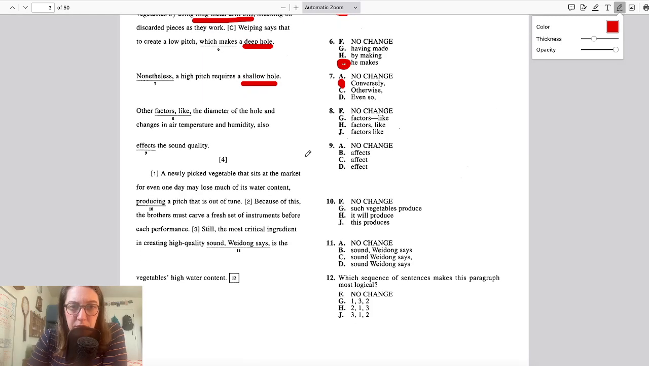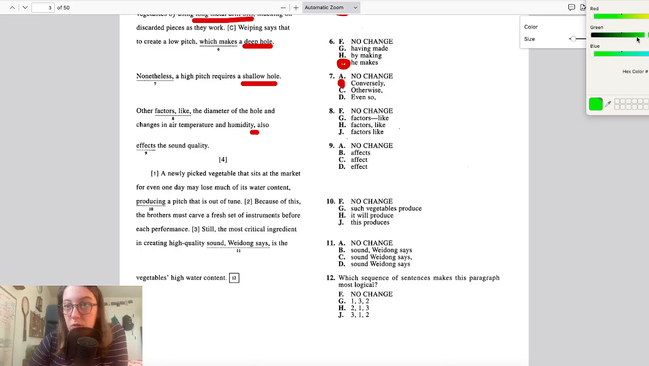Other factors like the diameter of the hole and changes in air temperature, humidity. Okay, so we know that we are going to use a comma here because they have a comma here. So we can search through the rest of the sentence or the paragraph to find clues like this if you're not sure. So for example, G, this one is wrong, but I'm going to explain why. This one uses an M dash, an M dash actually is what this is.